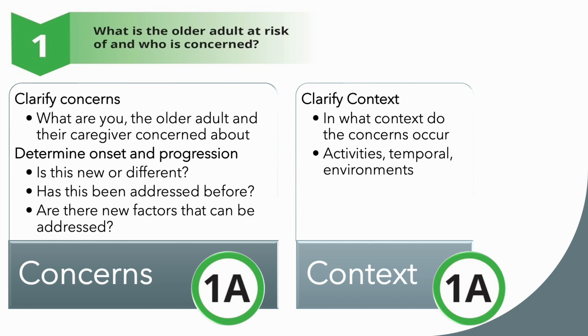If this is not new or different, are these choices the older adult has been making related to what is important to them? Has this been addressed before? If so, are there new factors that can be addressed? We also want to understand in what context do these concerns happen. Do they happen in specific environments, with specific activities, or specific times during the day?